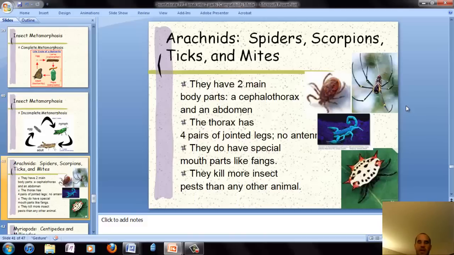Okay, so now in this part again, you don't have to take detailed notes on this. This is just extra information about insects.